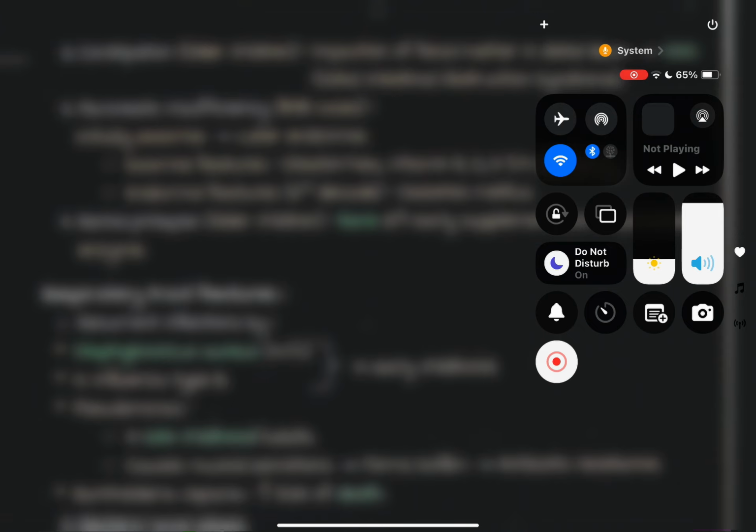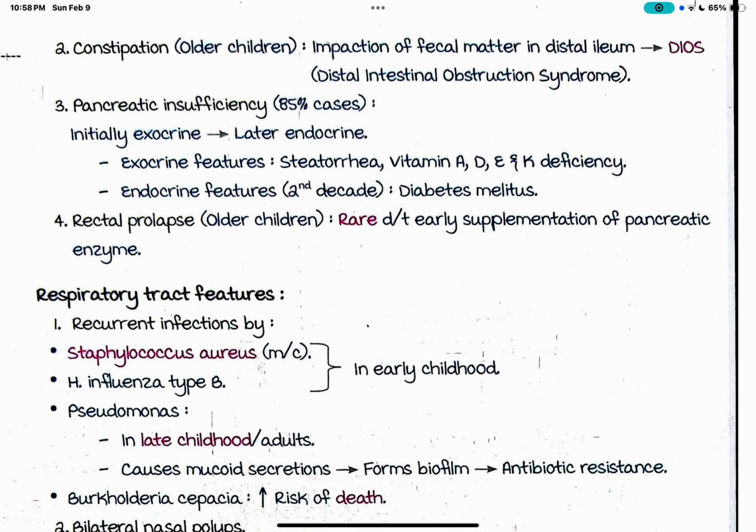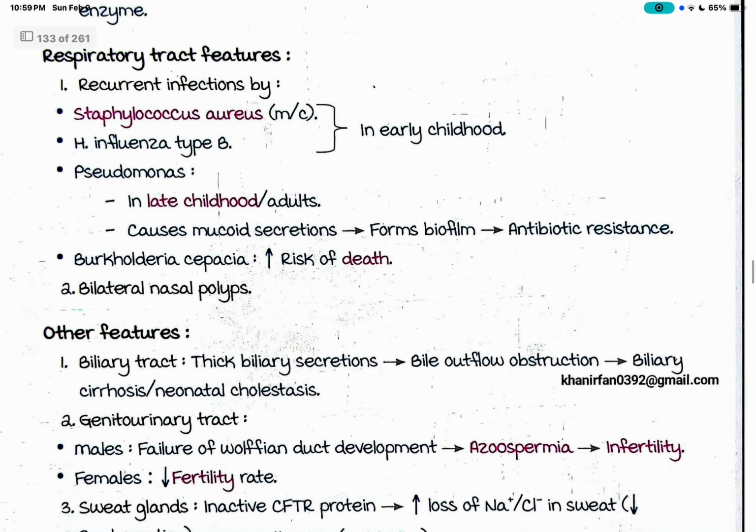Pancreatic insufficiency: in 85% of cases it is initially exocrine and later becomes endocrine. Exocrine features: you see steatorrhea and vitamin A, D, E, and K deficiency. Endocrine features: in the second decade, you see diabetes mellitus. Rectal prolapse in older children is rare due to early supplementation of pancreatic enzymes.